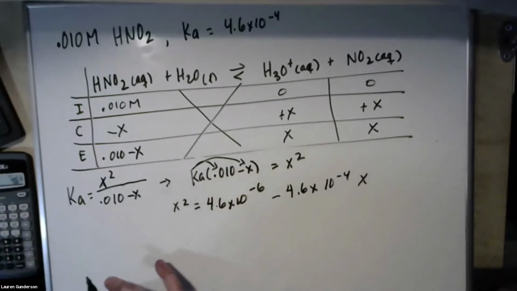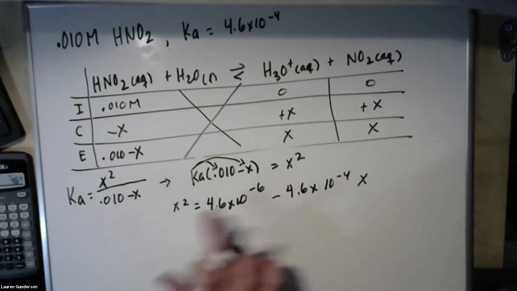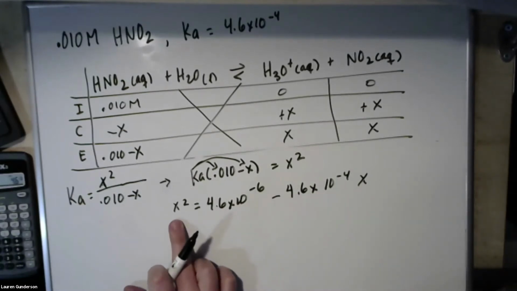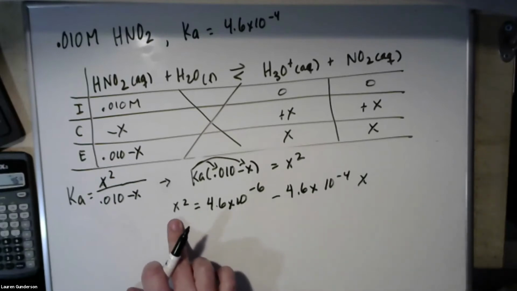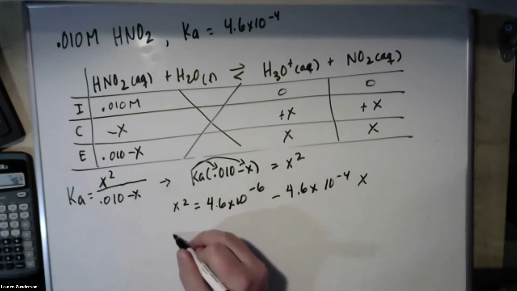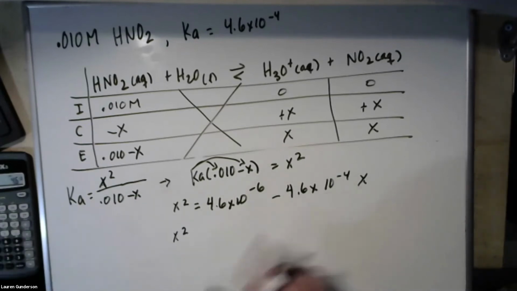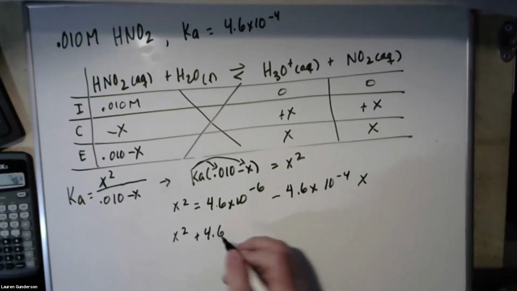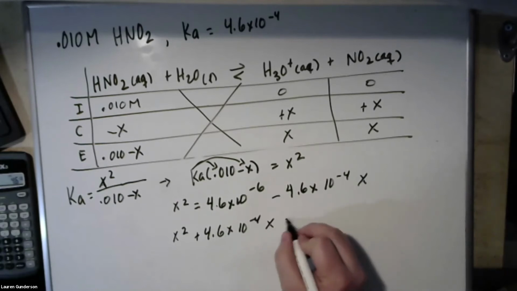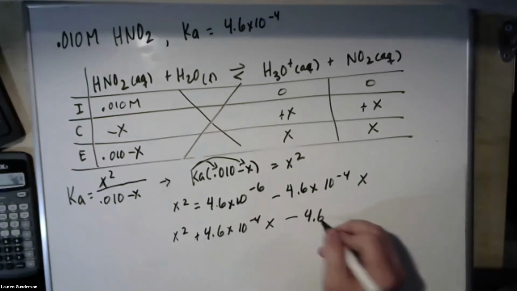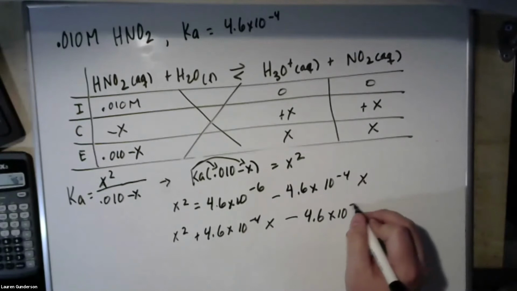And now again, I'm going to readjust this so that both of these variables are on the same side as my x squared. I always leave my x squared positive, so I move everything to the same side as my x squared to keep that value positive. So I can rewrite this as x squared plus 4.6 times 10 to the negative 4 x minus 4.6 times 10 to the negative 6.